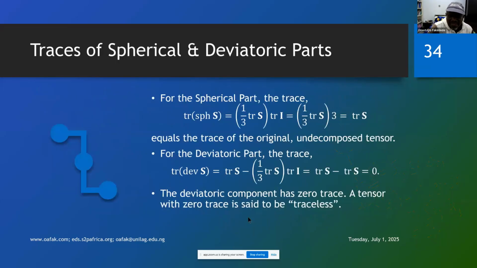Now, for the spherical part, the trace, if you now try to take the trace of the spherical part, you remember that the spherical part is simply a scalar, which is 1/3 trace of S, multiplied by I. So if you are taking the trace, you take that scalar out, and you are just taking the trace of I. The trace of the identity tensor is 3. Why? Because the identity tensor has 0 everywhere and 1, 1, 1 on the diagonal. If you add the things on the diagonal, you get 3. So these three we multiply these 3.